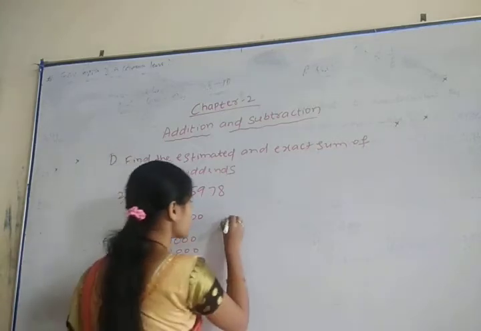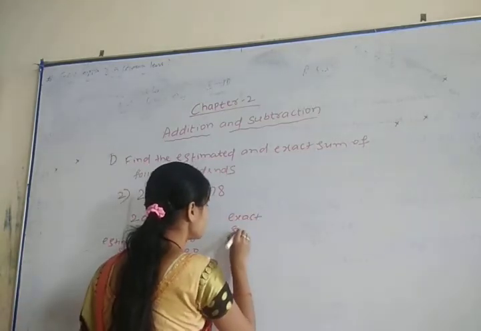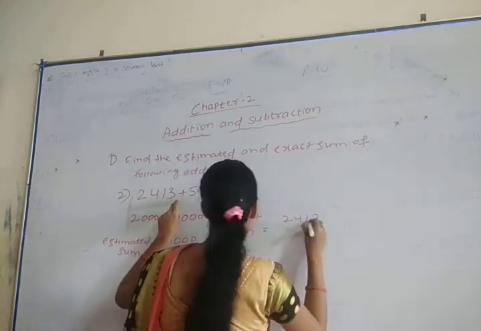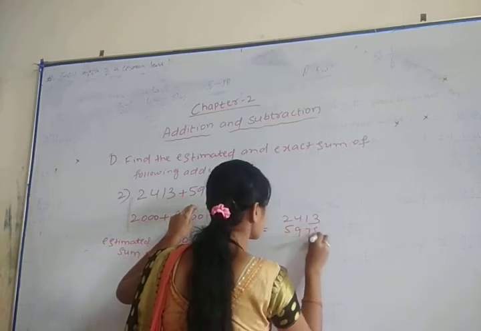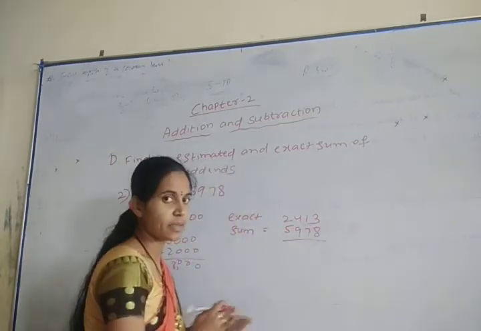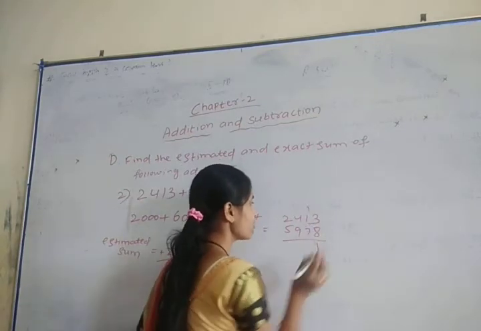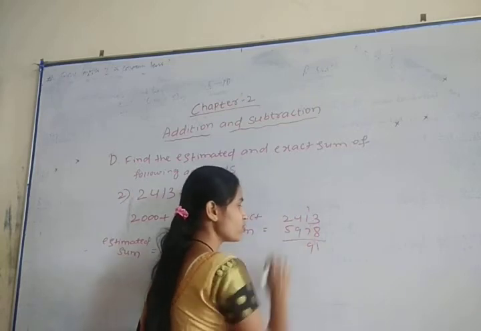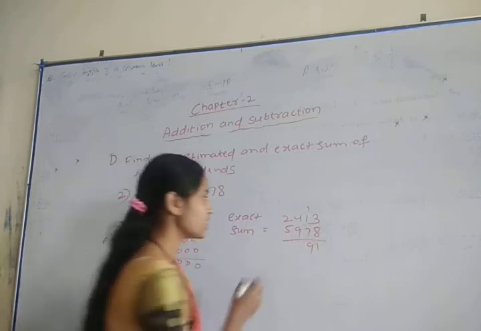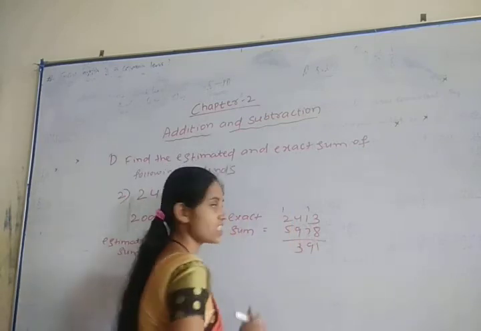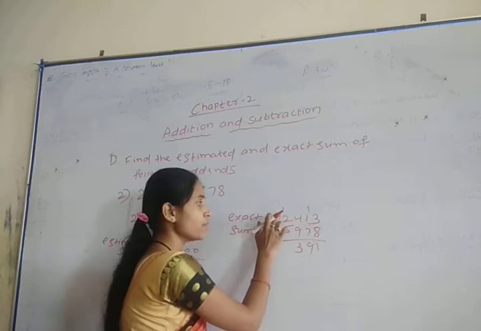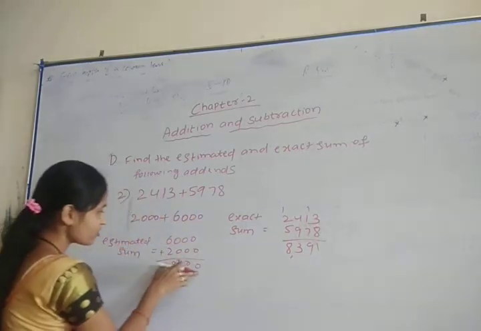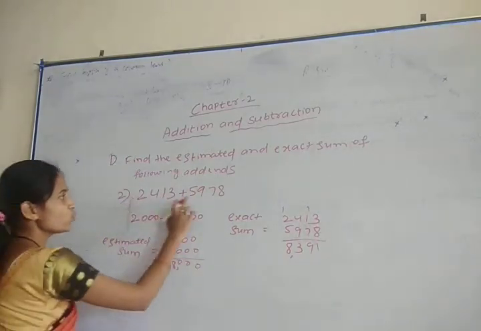Now find the exact sum. Add these two numbers. So 8 plus 3 is 11. Write 1 here and take 1 as a carry. Now 7 plus 1 is 8, 8 plus 1 is 9. Here 9 plus 4 is how much? It is 13. Write 3 here and take 1 as a carry. Now 2 plus 1 is 3, 3 plus 5 is 8. This is the exact sum and this one is the estimated sum of these two numbers.